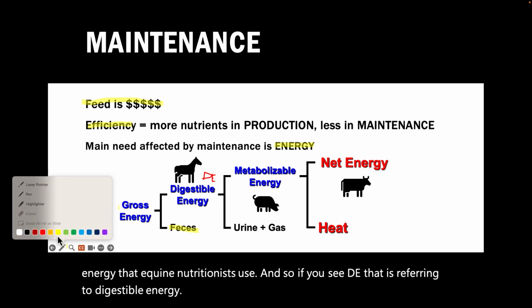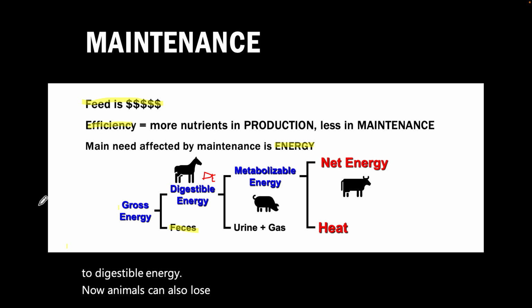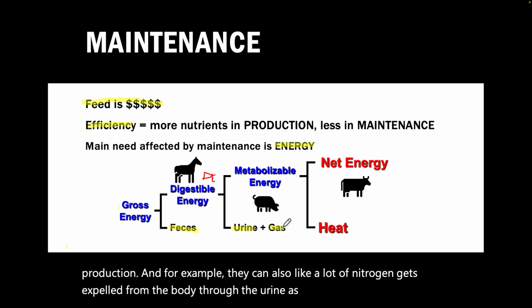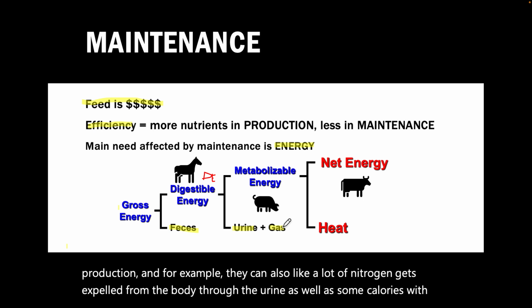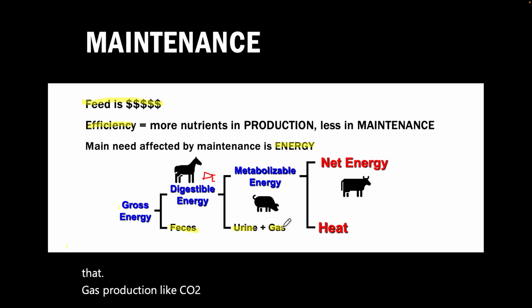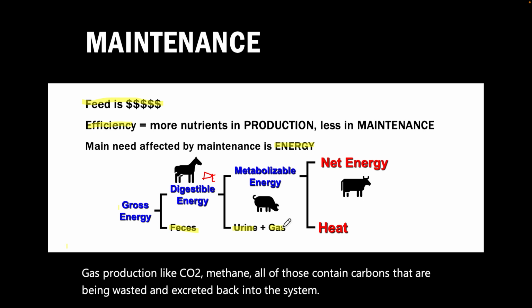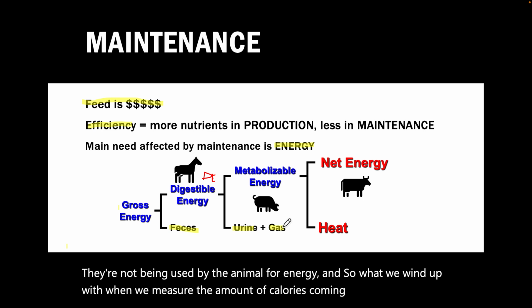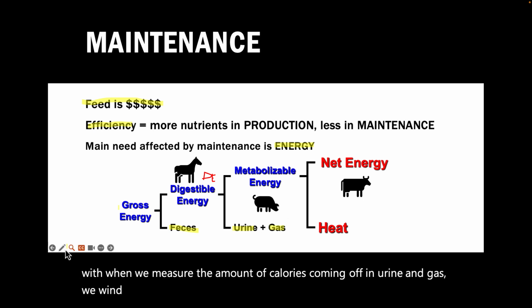Now, animals can also lose feed or lose calories through urine and gas production. For example, a lot of nitrogen gets expelled from the body through the urine, as well as some calories with that. Gas production like CO2, methane, all of those contain carbons that are being wasted and excreted back into the system. They're not being used by the animal for energy. And so when we measure the amount of calories coming off in urine and gas, we wind up with what's called metabolizable energy, or ME.